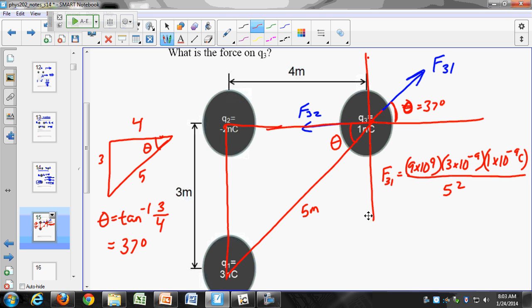I often use special triangles in the exams just to make them a little easier, so it behooves you to know those things. But if you forget, you can find that resultant: the square root of 3 squared plus 4 squared is equal to 5. It's Pythagorean here. I know this is fast, but we've done all this before. So it's 27 over 25 times 10 to the minus 9, which is 1.08 times 10 to the minus 9.